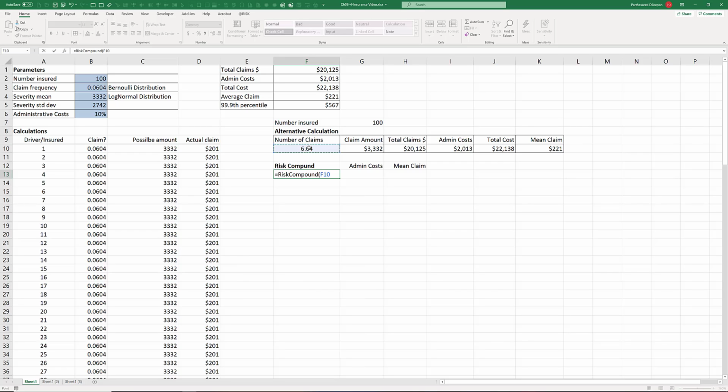So you have G10, comma, G10. Okay, so that's going to generate the total claim amount. So it's going to generate both. It will generate the number of claims and then run this as many times as this is, and give you the full amount. Then you multiply by that to get your administrative cost, and then you add the two. So here I guess we're going to do the mean as we sum. So you divide by the number insured, so we get the mean claim. Let's call that compound.